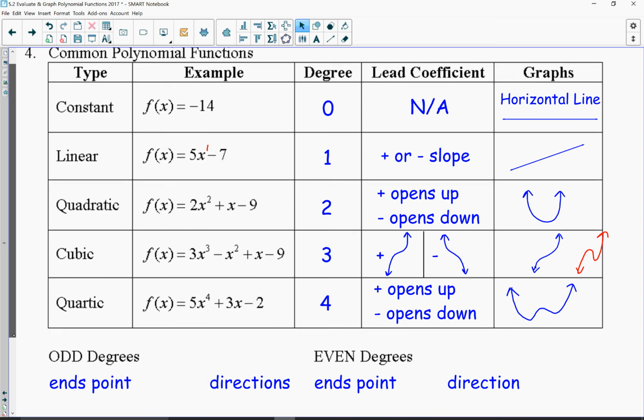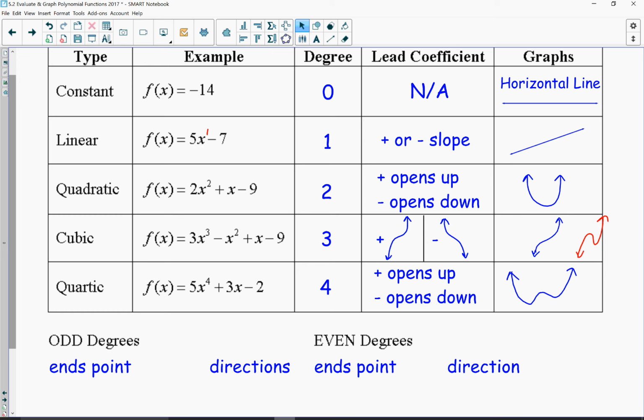The odd degrees, if you look at the linear and the cubic in the table, the ends of the graph always point opposite directions. Very important thing to remember. And for both the even degrees, the quadratic and the quartic, the ends always point the same direction. So if you ever have to sketch a graph, those two things definitely need to be shown in your graph.